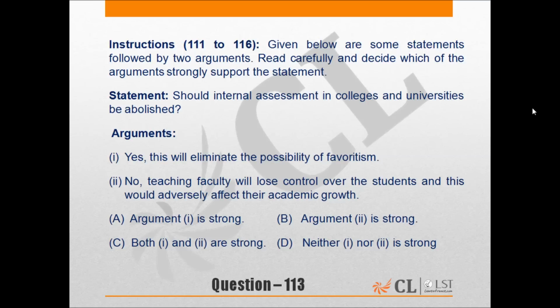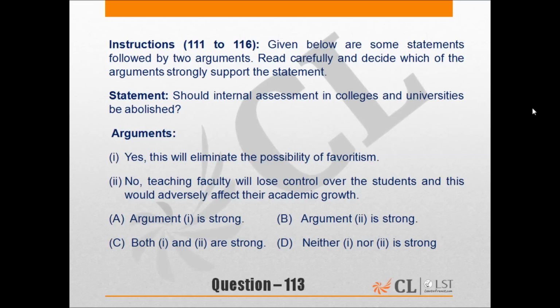Question 113. Now, as we discussed, this is one case where both the arguments would be considered strong. Should internal assessment in colleges and universities be abolished? Yes, this will eliminate the possibility of favoritism. When you have internal assessment, teachers will themselves correct papers of students, teachers who know the various students. Hence, questions of favoritism, issues of favoritism can very well arise. And therefore, argument 1 definitely is directly linked to the given statement.